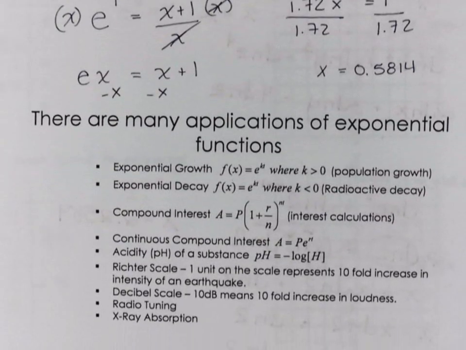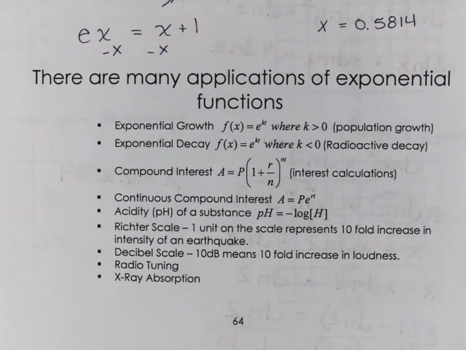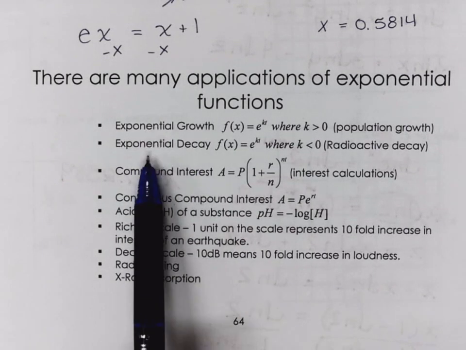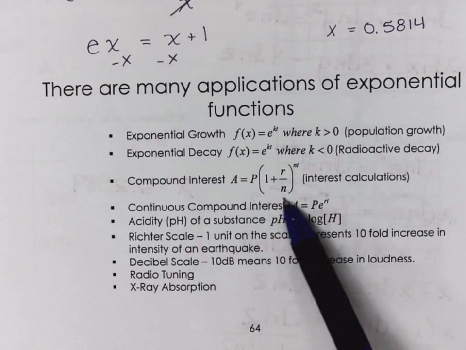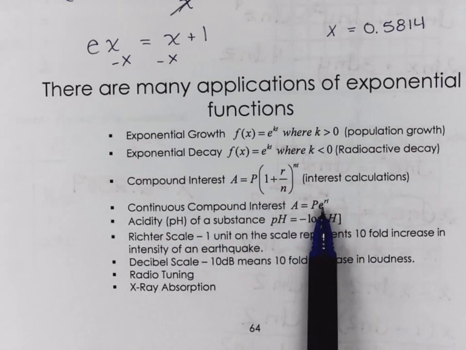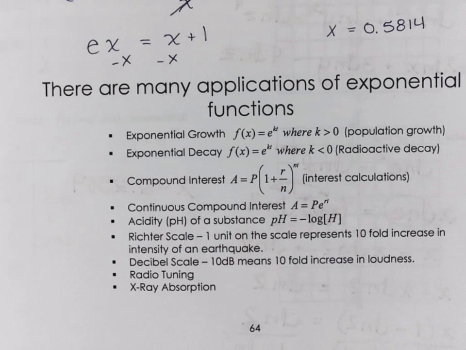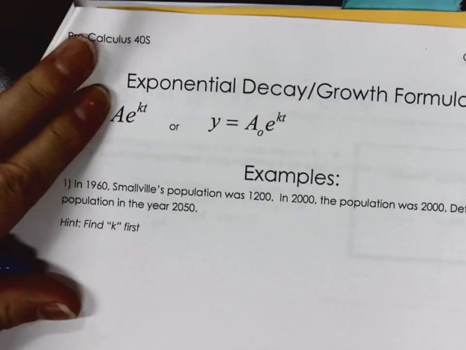Okay, so this little bit down here is where we apply logs, natural logs, exponential functions. We've done the exponential growth, we've done the exponential decay, we did an interest problem today. This is the formula that I use for compound interest in essentials. Continuous compound interest is this one. Acidity, we use logarithms. Richter scale, you've done that. The decibels, the brightness of stars, radio tuning, x-ray absorption. We did one on filters of light through welding masks. Logarithms are used in many places. I can't show you every possible equation. So just trust your math and you will be okay. I promise.